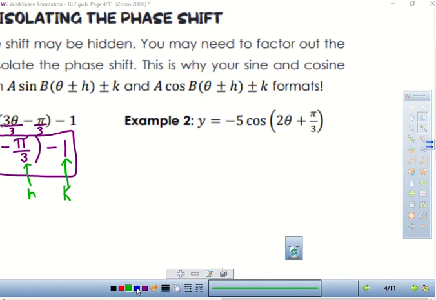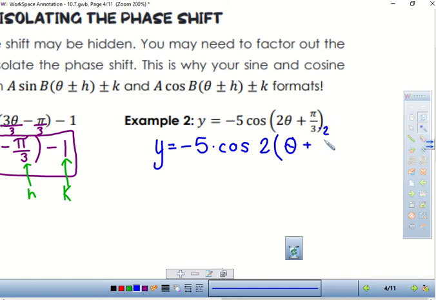So over here, we're going to proceed the same way. This is going to be y equals negative 5 times cosine of, this one already had an a, so I have to put it in. Now here I'm going to factor out a what? What do you think? Whatever the coefficient of theta, 2. So it's going to be theta plus. Now you have to take pi over 3 and divide it by 2. When you take a fraction and divide it by a number, you basically just multiply the denominator by that. So it's going to be pi over 6. That's kind of a quicker way to do keep change flip.